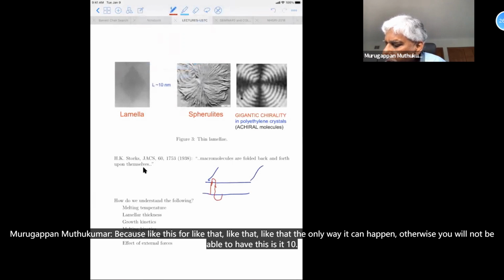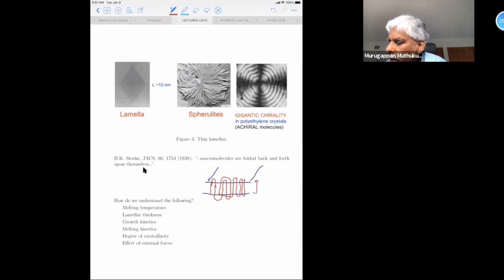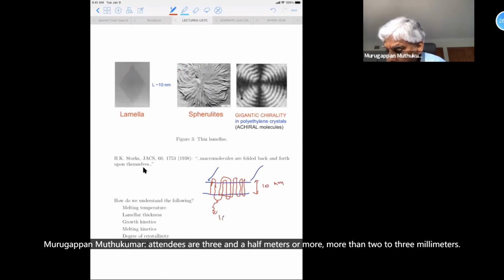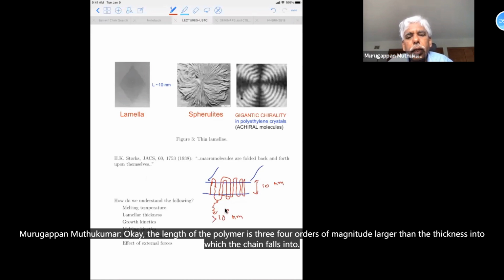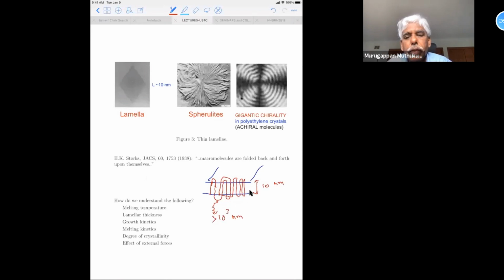Folds like this, fold like that, like that, like that. The only way it can happen. Otherwise, you will not be able to have, this is the 10 nanometers, and the contour length is 10 to the 3 nanometers, or more than 10 to the 3 nanometers. Okay, the length of the polymer is 3-4 orders of magnitude larger than the thickness into which the chain folds. Okay. This is a key question, right?